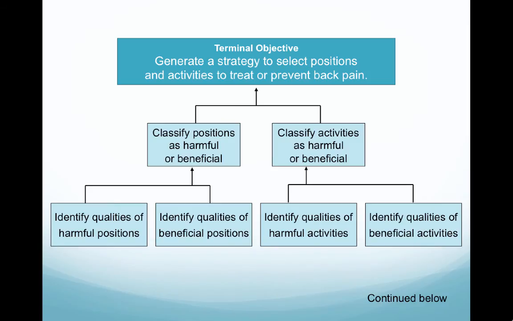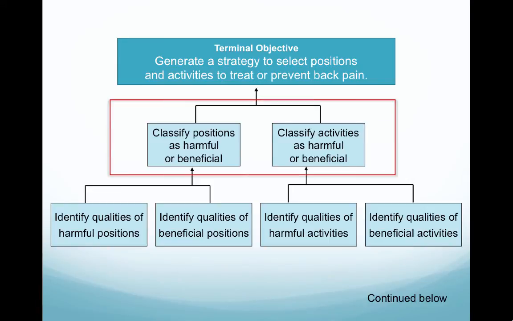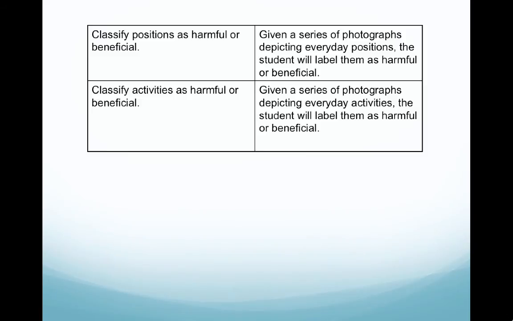Let's take a look. Here we have a terminal objective. Generate a strategy to select positions and activities to treat or prevent back pain. And we have some of our subskills shown. If we look at these two rules and then look at our objectives, what we find is that those are the last two behaviors that have objectives written for them. So that's incorrect. They're at the classify level and only asking people to label positions. Still pretty high, but not as high as we were trying to attempt in our terminal objective.